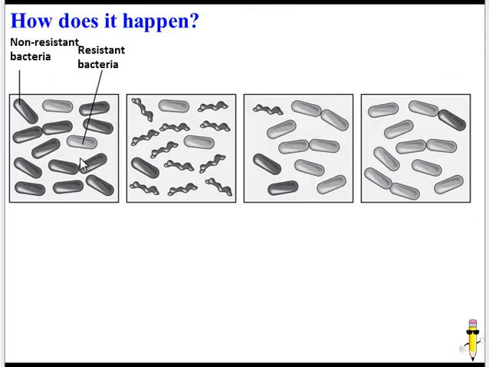What are they resistant to? Antibiotic. Antibiotic is a chemical that can kill bacteria. So when antibiotic is introduced to the environment, most of the non-resistant bacteria shrivel up and die. The survivors tend to be the resistant bacteria. So what happens next? Well, these survivors reproduce. And in later generations, we have populations made up of mostly resistant bacteria.